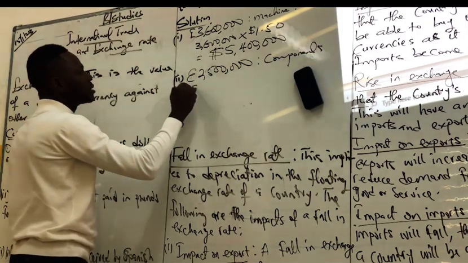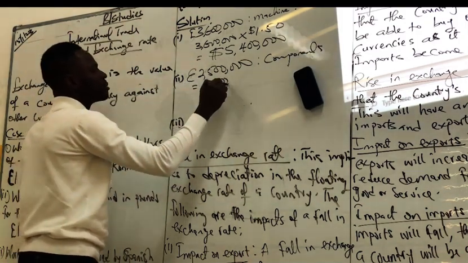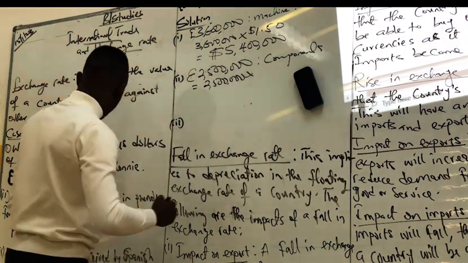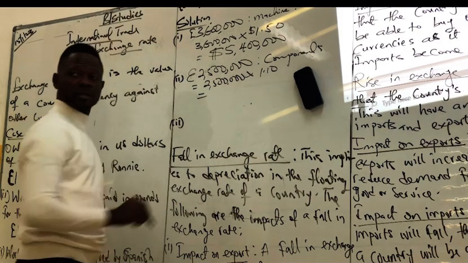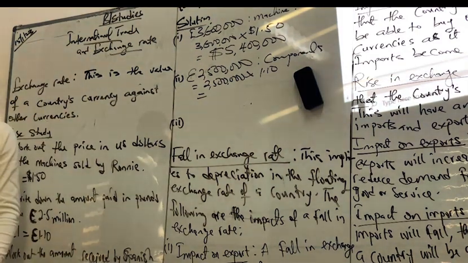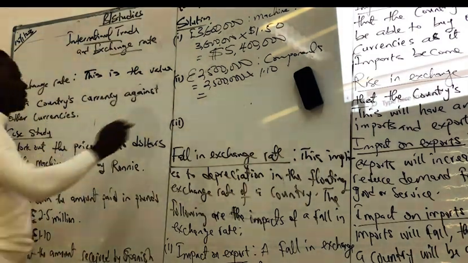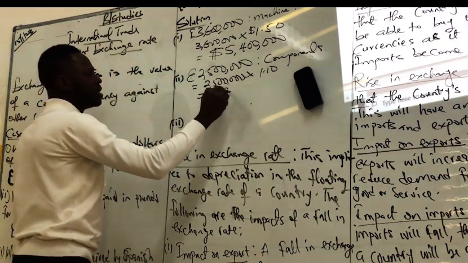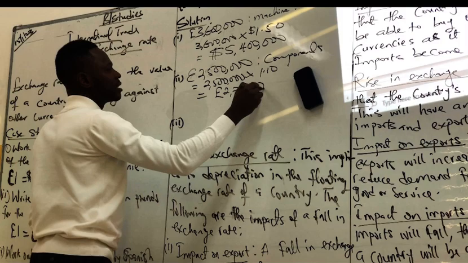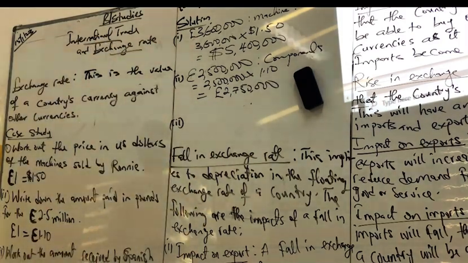So the amount will be what? 2,500,000 multiplied by what? 1.10. What does that give you, please? Gives you 2,750,000. That's in pounds, right? Yep. 2,750,000. Is it clear? Yes. All right, we'll move on.